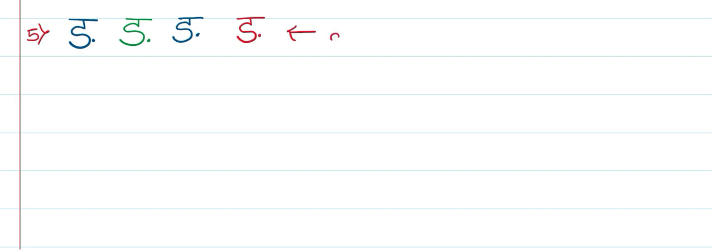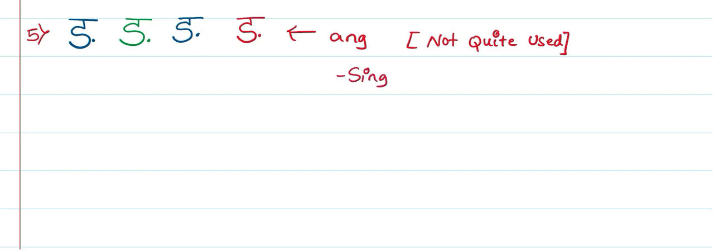So this is called ung. This is not quite used in the Hindi language, but we have a nasal conjunction with this consonant. So we're going to learn this consonant as well. This is called ang. If I say sing, ang, or sang, like that. So this is a nasal sound. This is not unaspirated, this is not aspirated, this is nasal.